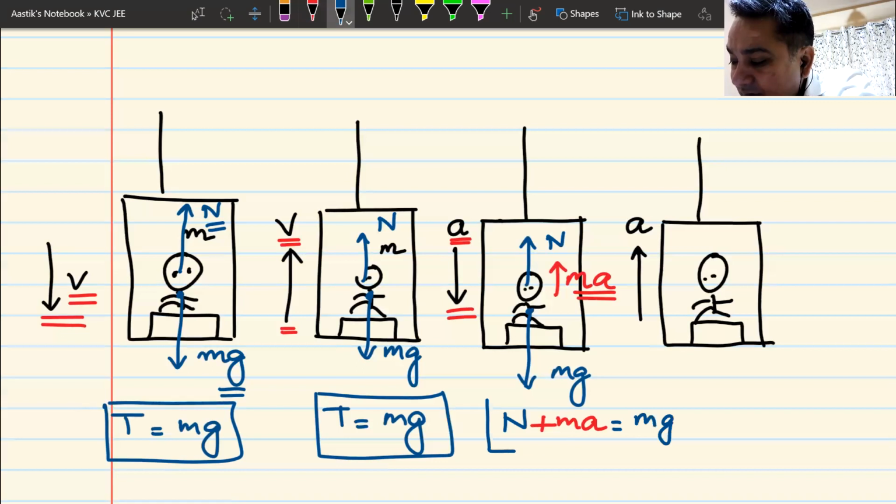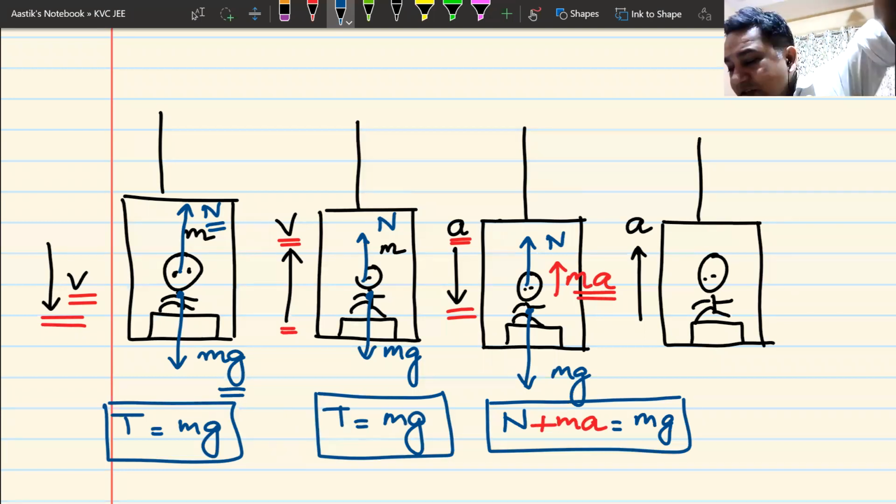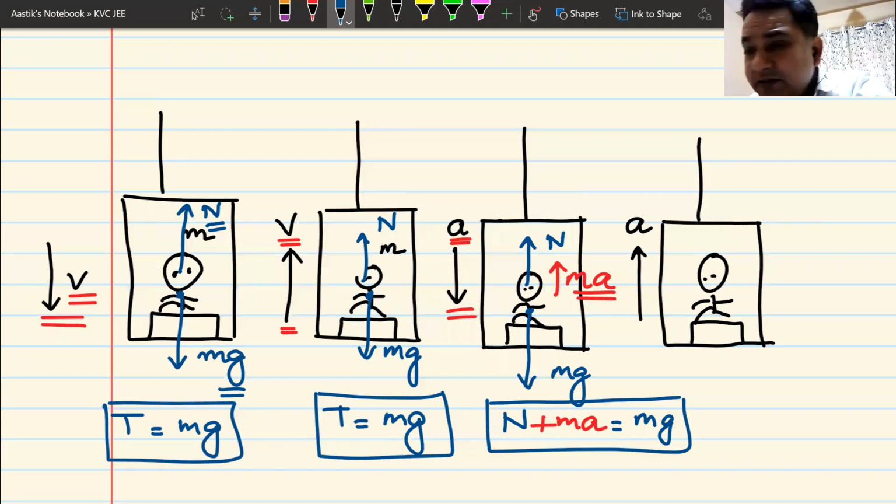Do we understand this, everyone? Can I have some raise hand that we understand this? From here, I can find the value of N. N will be equal to mg minus ma. That will be the reading that is shown in the weighing machine. Can I have some raise hand that we understand this? Reading in the weighing machine would be N, which is equal to mg minus ma.